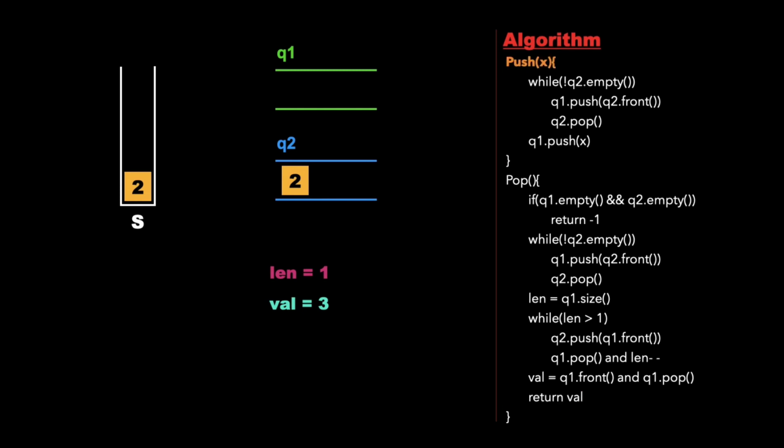Now suppose again we want to push an element into the stack, which is 4. So we check whether Q2 is not empty, which is true, as it contains 2. So we pop out the element of Q2 and push it into Q1. That is, we push 2 into Q1 and then we pop 2 from Q2. Again check whether Q2 is not empty, which is false. So now we can push an element 4 into Q1. So like this we have implemented the push and pop function of a stack using two queues.